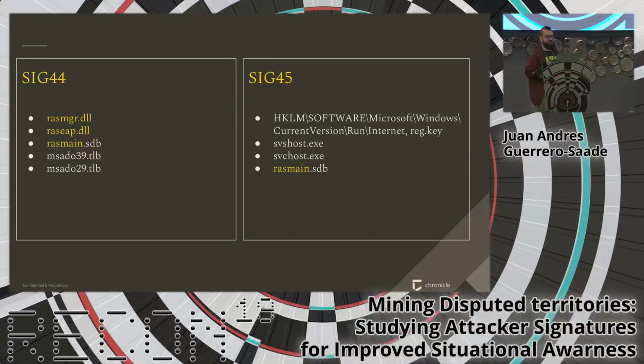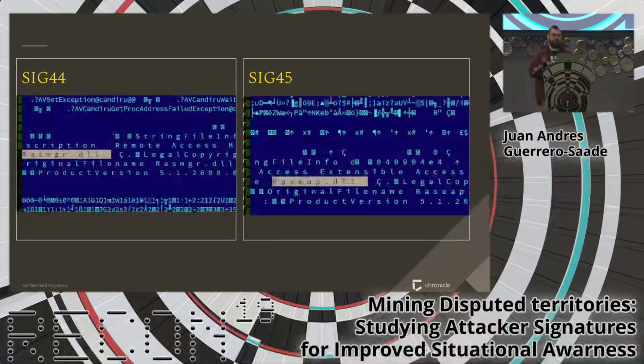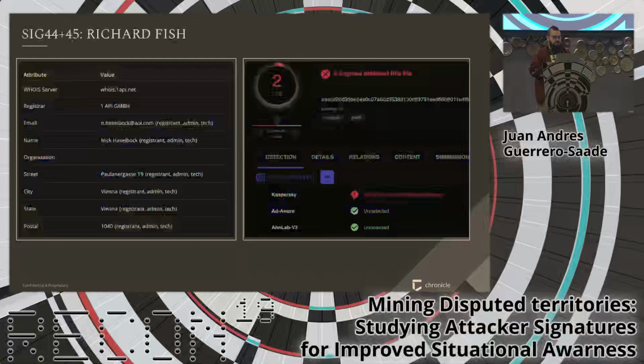You can see a series of file names here and registry keys and so on. We're actually able to identify a couple of pieces of malware directly from these file names and move on to other things from there. So we're going to talk about something that I called Richard Fish. Interesting things about Richard Fish.